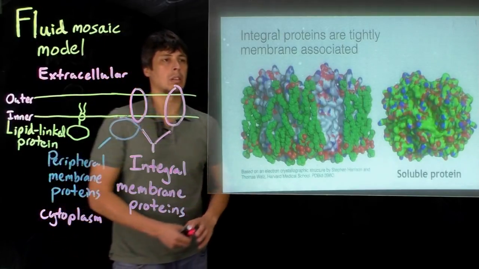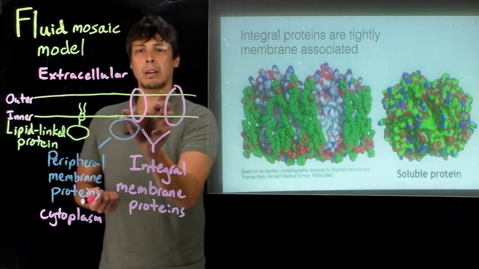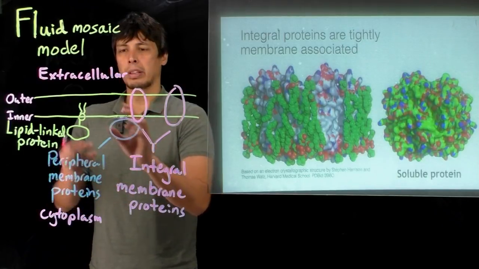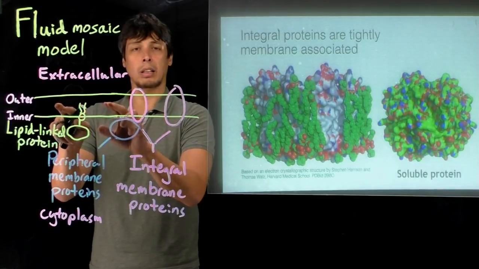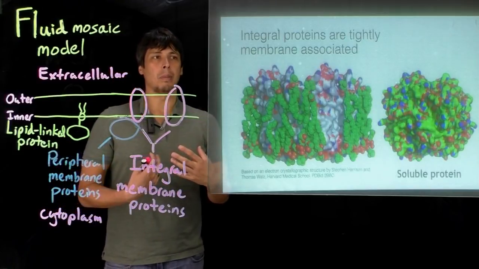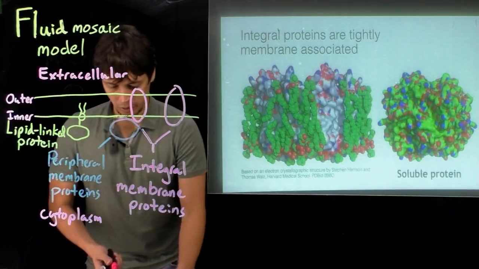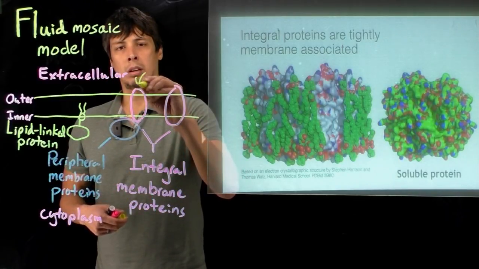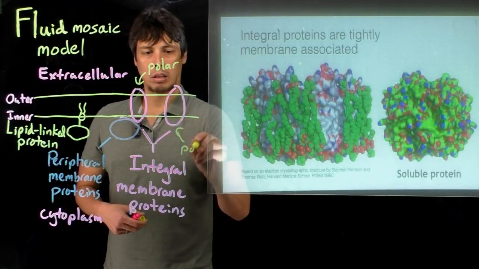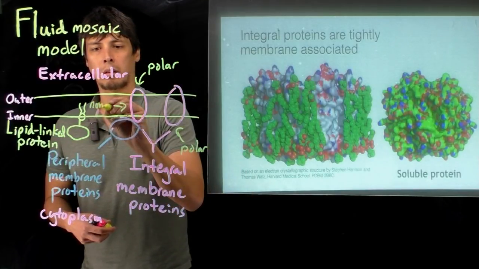Integral membrane proteins, which we briefly discussed, are tightly membrane associated. They can span the membrane, and remember that the inside of the lipid bilayer is hydrophobic, whereas the outside is polar, which means that membrane-associated proteins are also amphiphilic, just like phospholipids, where the ends are going to be more polar or charged residues, whereas inside they'll be nonpolar.